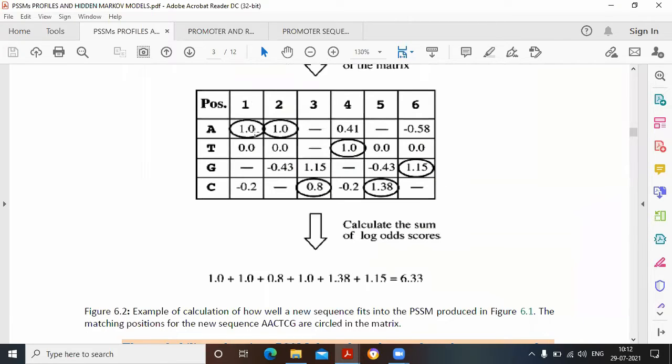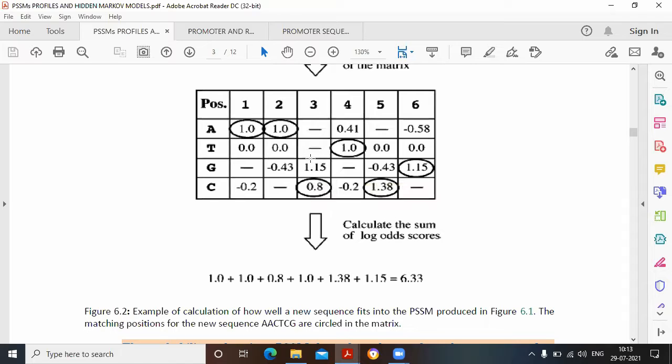Table number 1, the maximum value is 1.0. In this column the maximum value is 1.0, and this is 3.8, and the fourth is 1.0. Why are you taking 0.8? As you have seen here, it has 1.15, because from each table we need to take the value only a single time. If it is repeating, then we consider it only once.